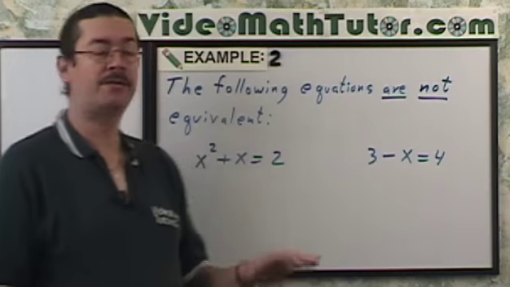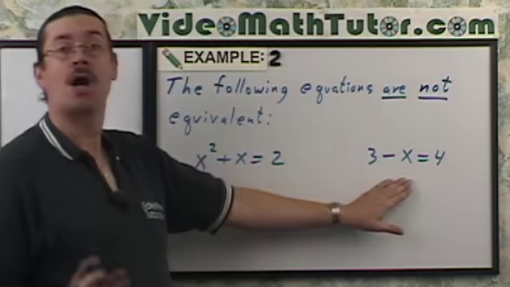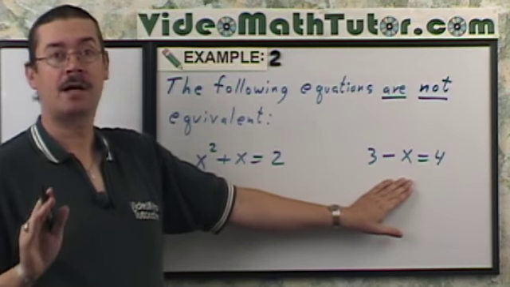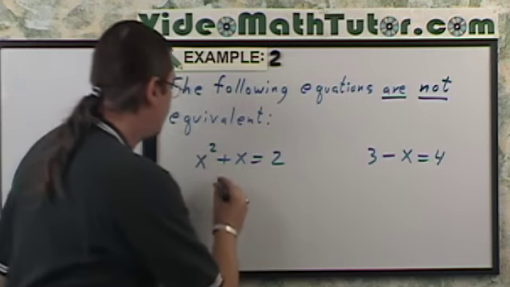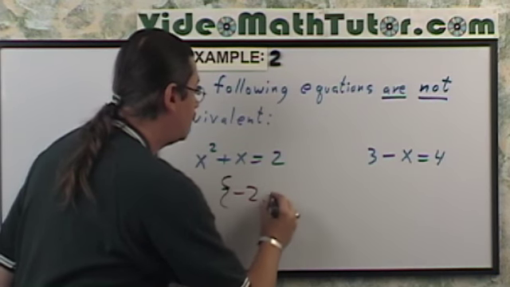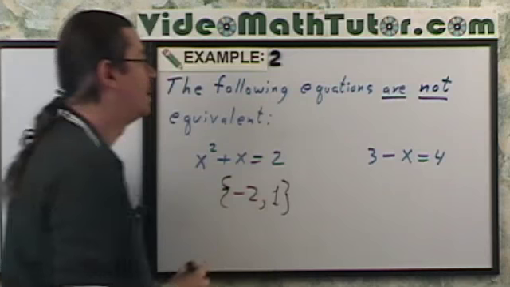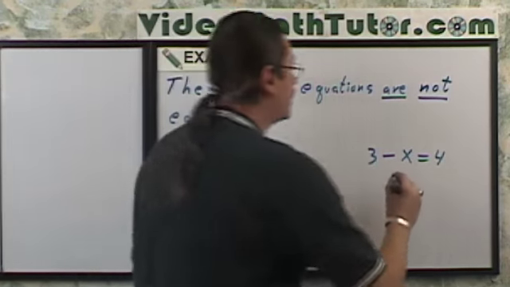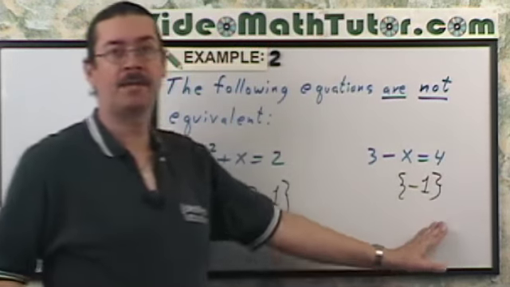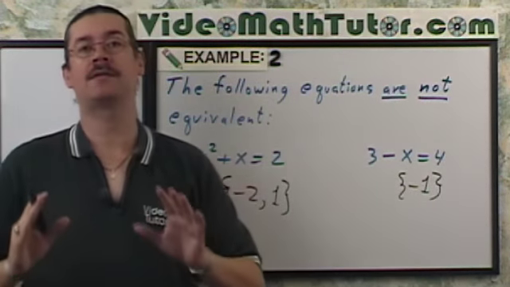Now let's take a look at these two equations. They are not equivalent because their solution sets are not equal. This one consists of the elements -2 and 1. The solution set over here is just -1. They're not the same, so they're not equivalent.